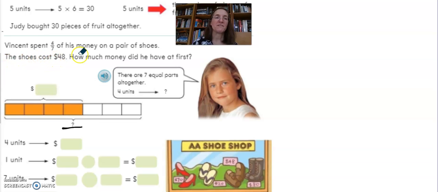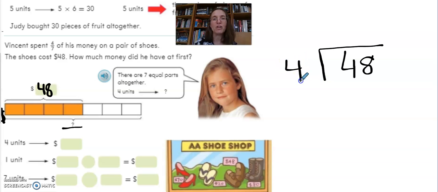Vincent spent 4/7 of his money on a pair of shoes. The shoes cost $48. How much money did he have at first? Now, I of course would like to label this as Vincent's money, and you can see that on this bar model, they've divided it up into 1, 2, 3, 4, 5, 6, 7 pieces. And we know that the cost of the shoes was $48, and they were equal to 4 of the sevenths. So it seems to me that if I took 48 and divided it by 4, I would know the 1, or the unit fraction. If I know what 1/7 is, I can answer the rest of the questions about it.